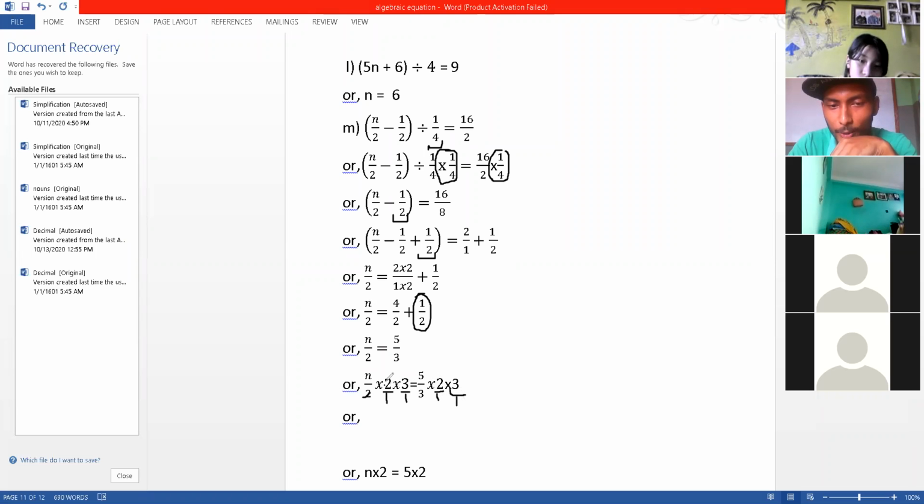When they all multiply, 2 and 3 will multiply n, and this 2 will be in the denominator. So I can cut this 2 and this 2 because this will be in the numerator and this will be in the denominator. In the same way, I can cut this 3 and this 3 because this 3 will be in the denominator and this 3 will be in the numerator after the multiplication.